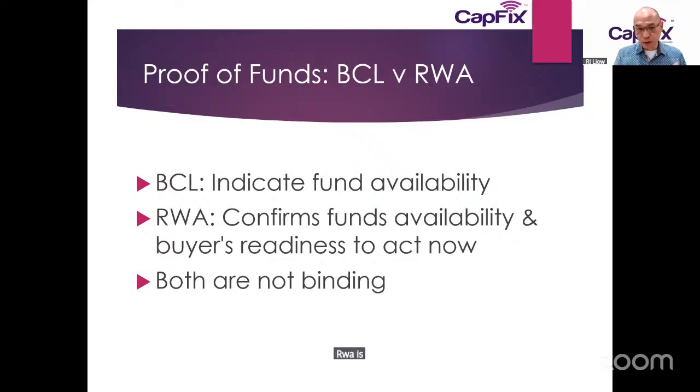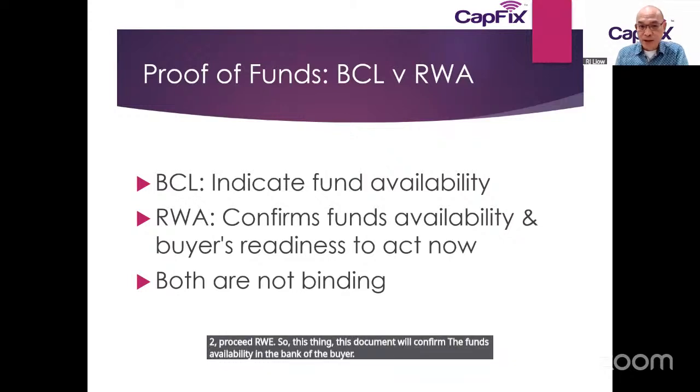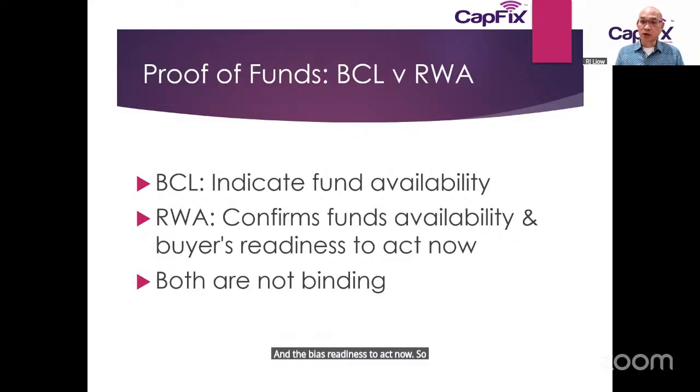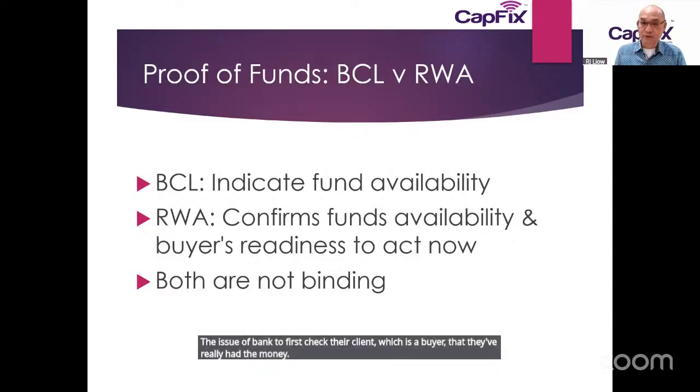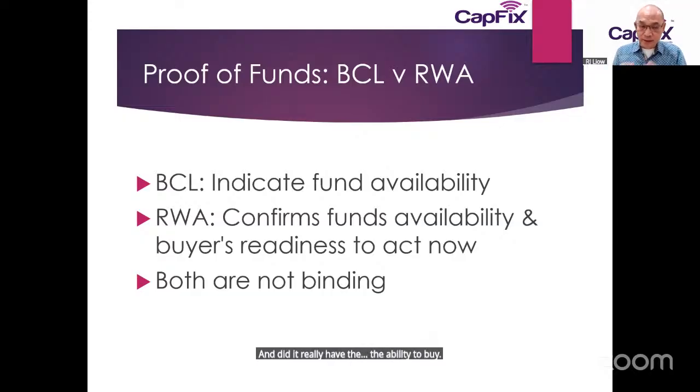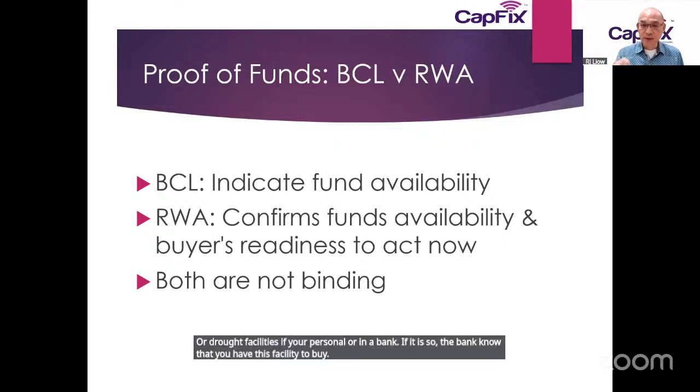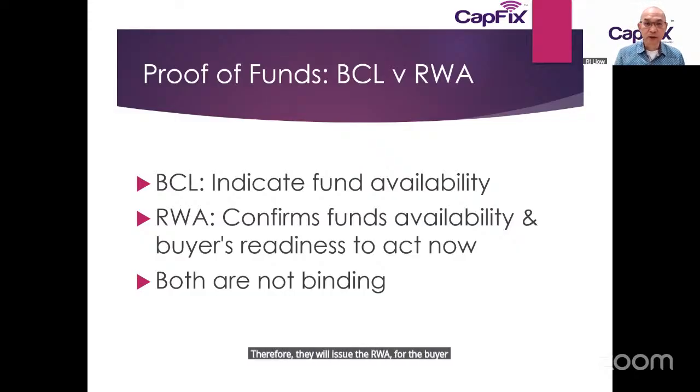RWA is more solid: ready, willing, and able to proceed. This document confirms the funds availability in the buyer's bank and the buyer's readiness to act now. So the issuing bank has a duty to first check their client, the buyer, that they really have the money and the ability to buy. In this case, normally the buyer will have a line of credit, not just the money. The line of credit is always there, just like your OD or overdraft facilities in your personal or bank facility. So the bank knows that you have this facility to buy. Therefore, they will issue the RWA for the buyer and send it to the seller.